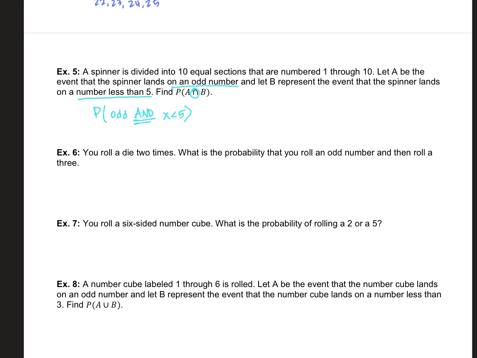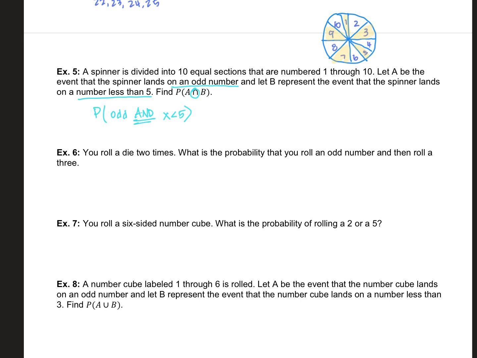If you don't know how to start, we could always just start by drawing ourselves a spinner. There's nothing wrong with that. It needs to have 10 sections. There's my spinner, and I'm going to label it 1 through 10. Now I'm going to go back and highlight numbers that meet the criteria for the first one, odd. That's my first event. So all my odd values I'm going to highlight in yellow. So odd, odd, odd, odd, and odd.